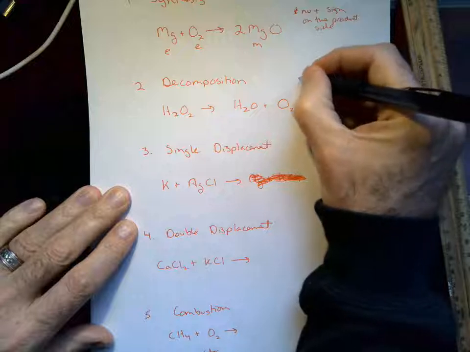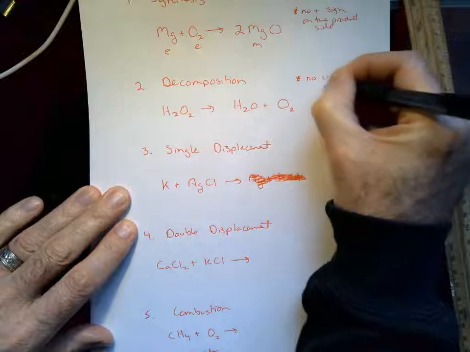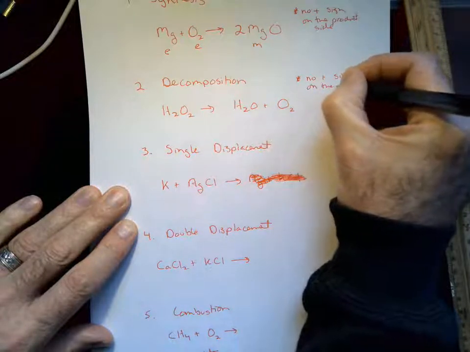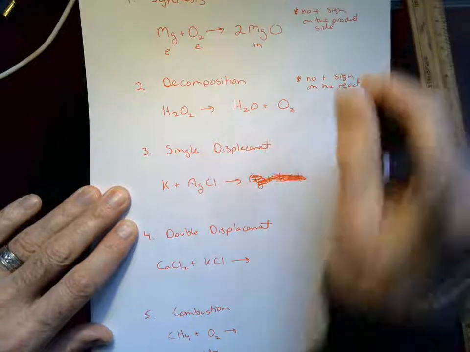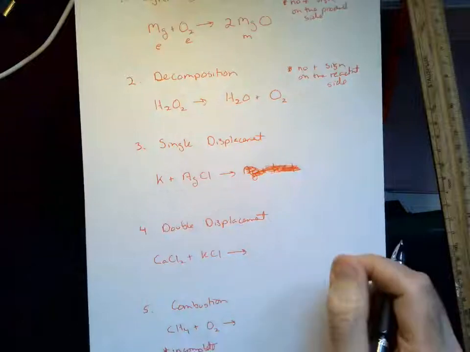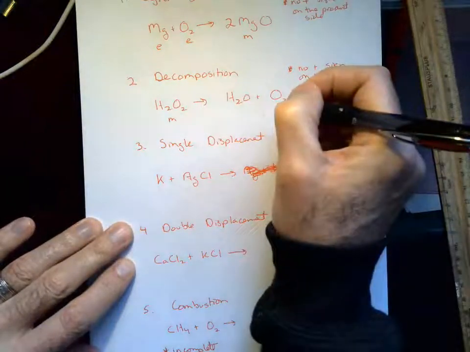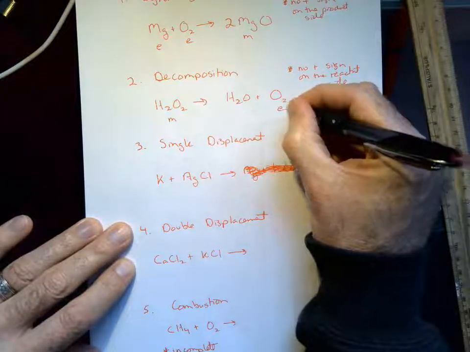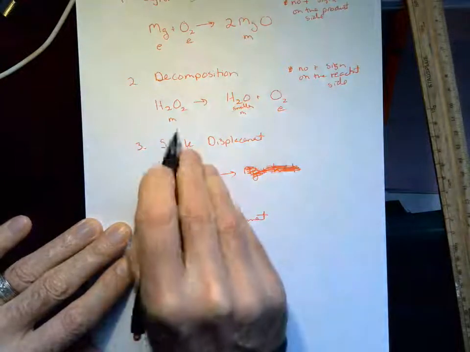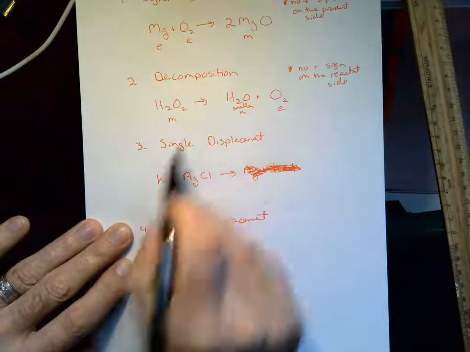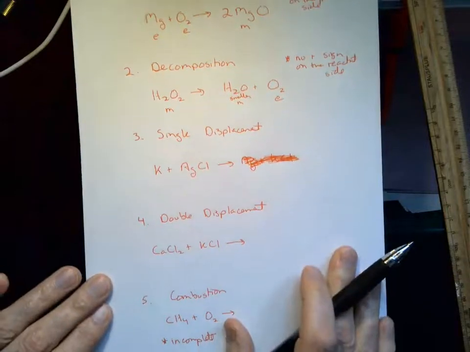A decomposition is to break apart. Some of the signs or clues: no plus sign on the reactant side. These two, the synthesis and decomposition, are opposites of each other. Usually it's a molecule into an element and another element, but in this case it's just a smaller molecule. But it's usually molecule, element, element. One big thing breaks down into 2 smaller things, no plus sign on the left-hand side.